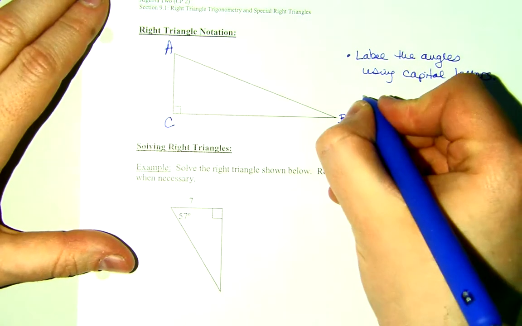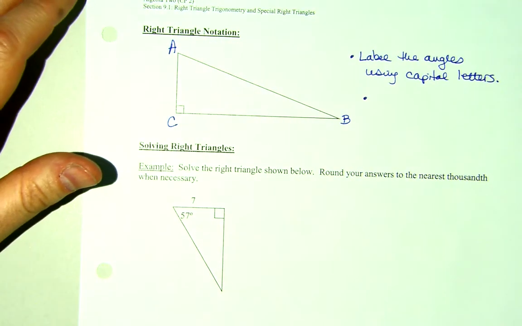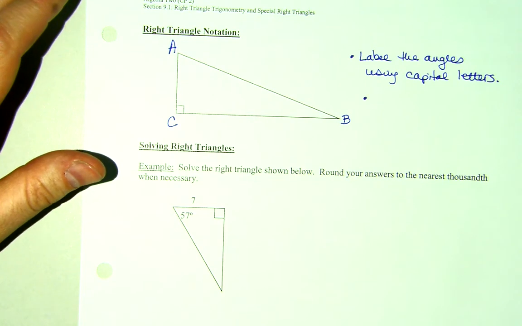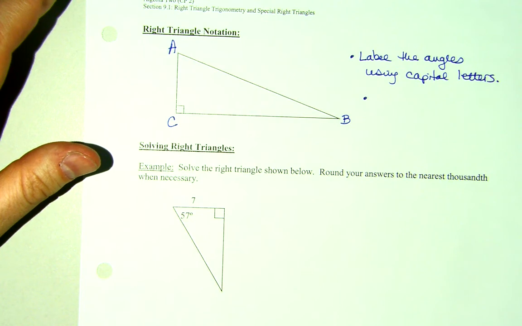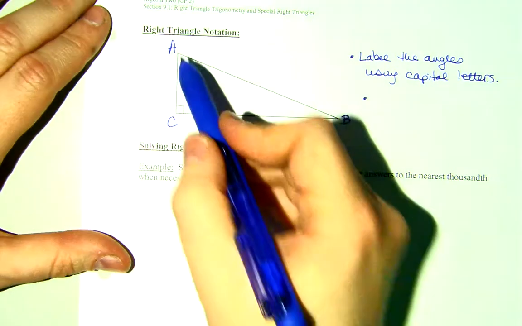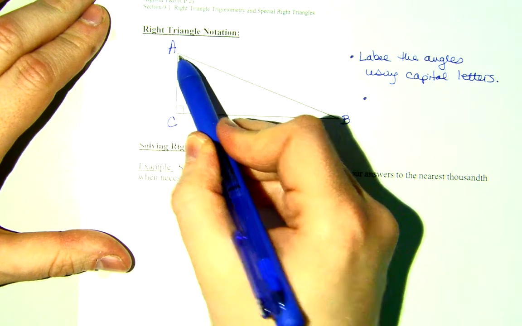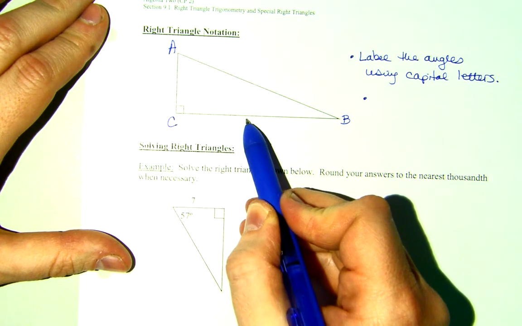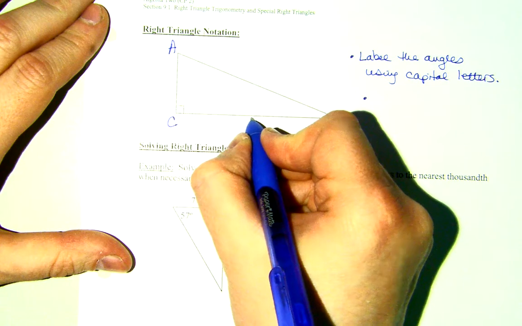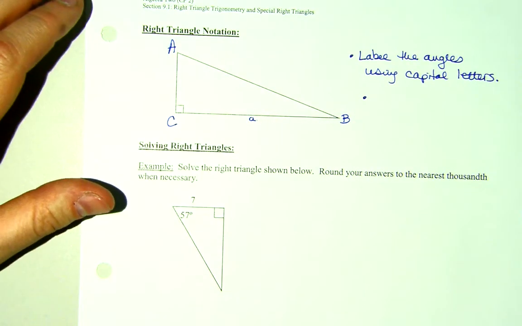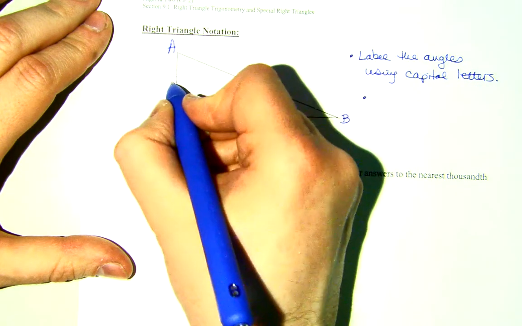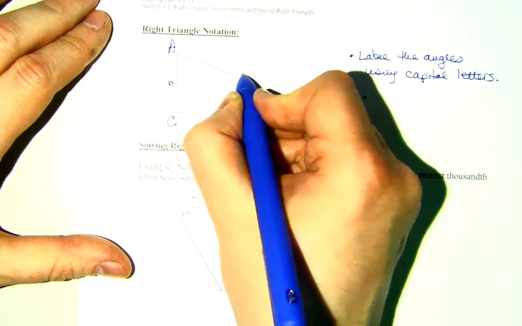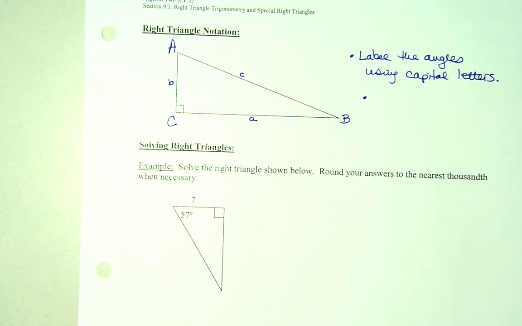To label the sides, we're going to use lowercase letters, but we are going to label the side directly across from an angle with the same letter, but lowercase. So here's what I mean, and then I'll write that down. Across from capital A is this side over here. I'm going to label this side with a lowercase a. And I'm going to label this side over here that's across from capital B with a lowercase b, and this side over here with a lowercase c.